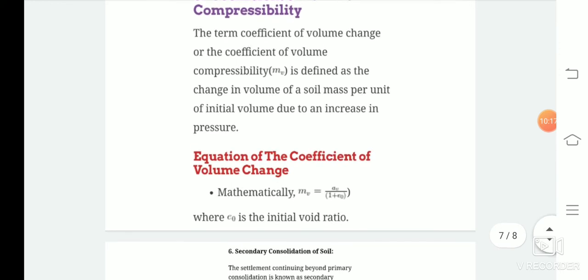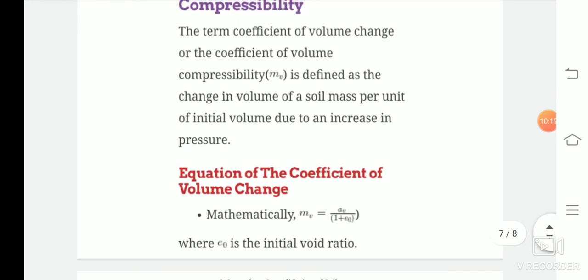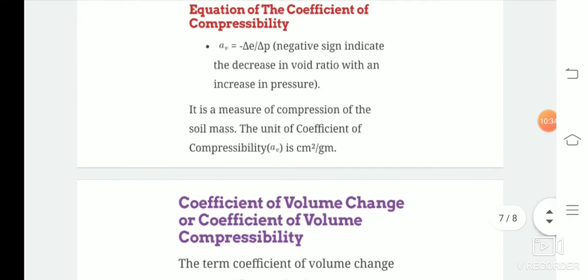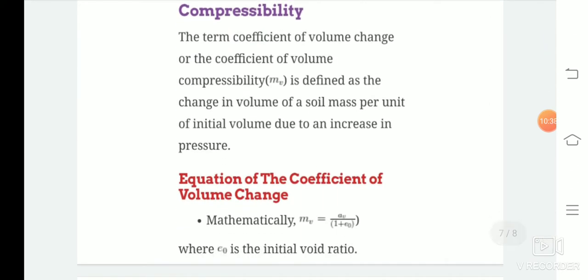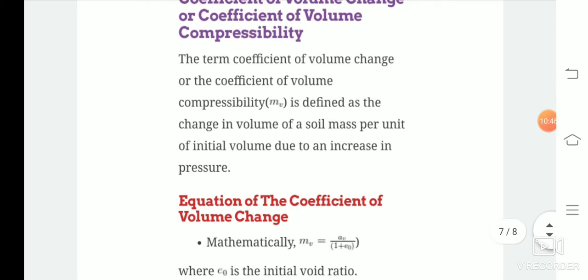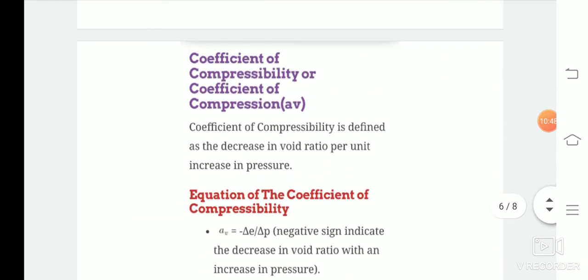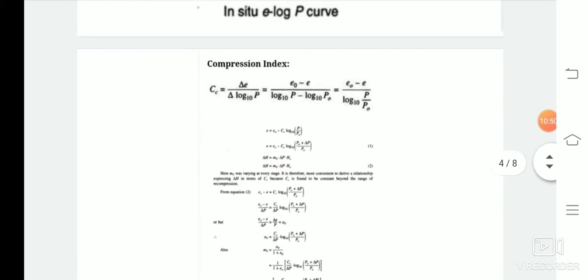From there we can find out the value of mv as mv equals minus delta E by delta P into 1 by delta P, that is, the rate of change of void ratio with increase in pressure. Hence we can easily substitute the value of AV as we have got previously. So we get mv equals AV divided by 1 plus E0, where E0 is the initial void ratio.